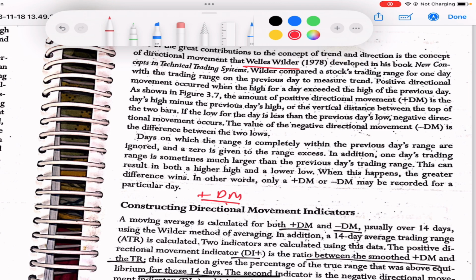Very simple. Positive directional movement is when the high of the day exceeded the high of the previous day. If today's high is more than yesterday's high, that is a positive directional movement. That is +DM. So how do you basically find the positive directional movement? Day's high minus the previous day's high, or the vertical distance between the tops. By tops, they mean the highs.